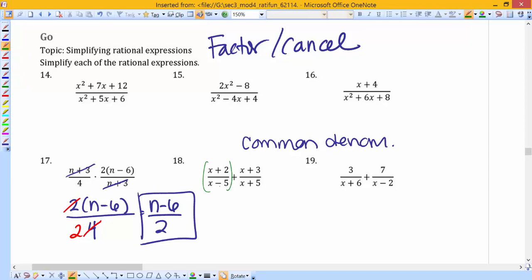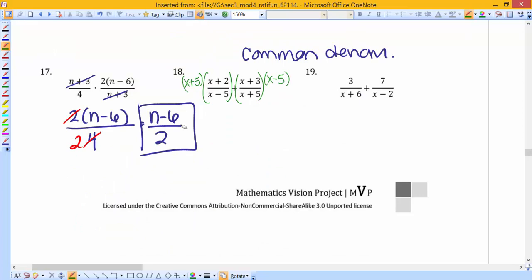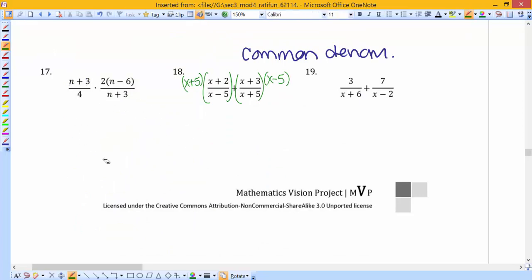So the left side has an x minus 5, but not an x plus 5. So I need to multiply by x plus 5. The right side has the x plus 5, but not the x minus 5. I'm going to take my time with this. If this were me working in your book, I don't even think I would do this in my book. I would probably do this on another piece of paper, because you have to multiply x plus 5 times x plus 2, and you have to multiply x plus 3 times x minus 5. That's a lot of distribution.